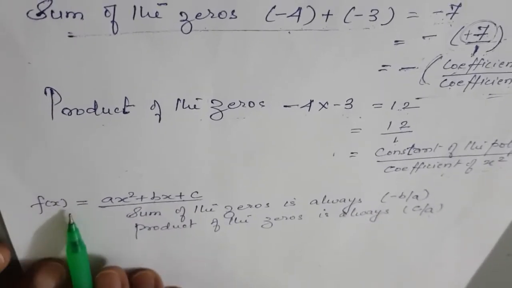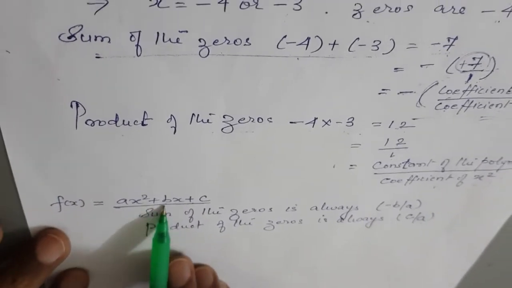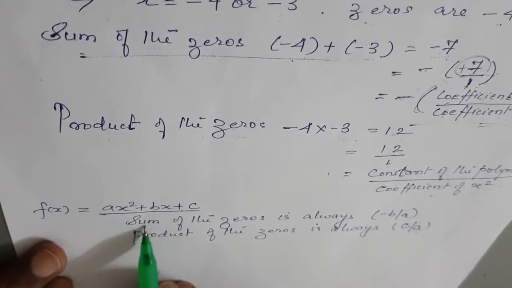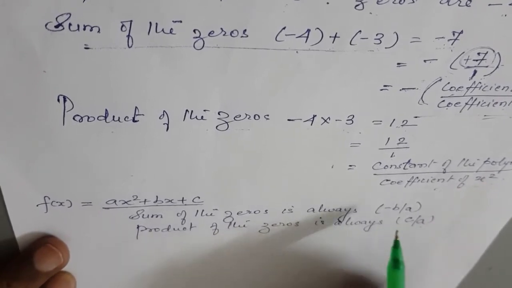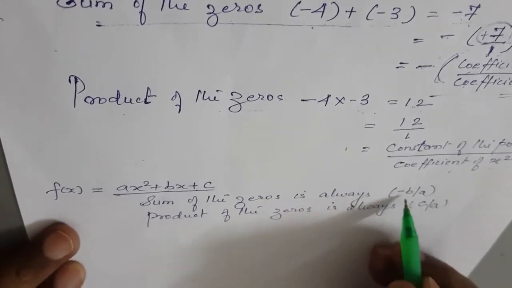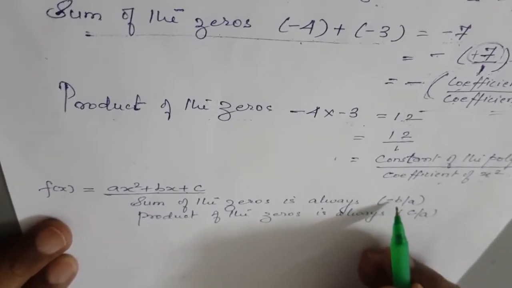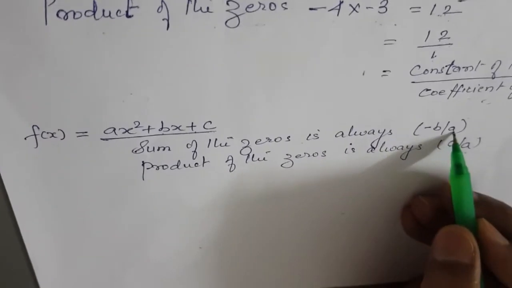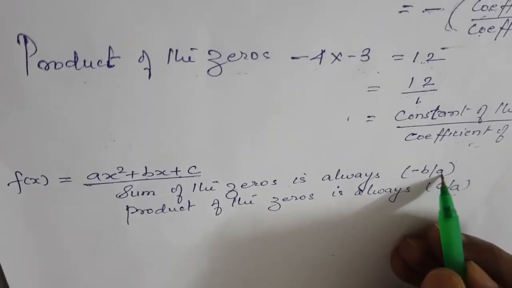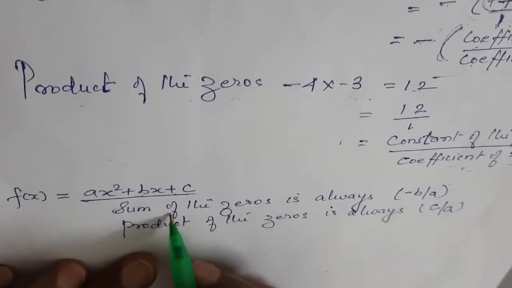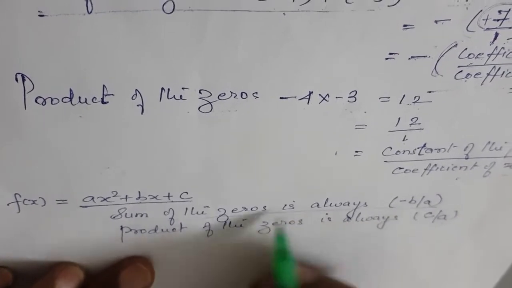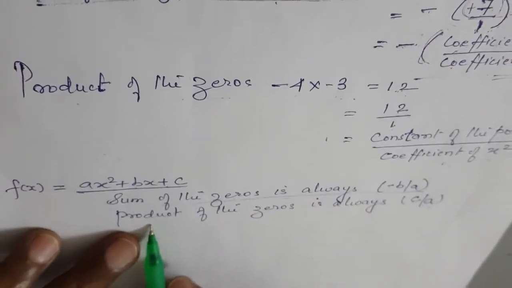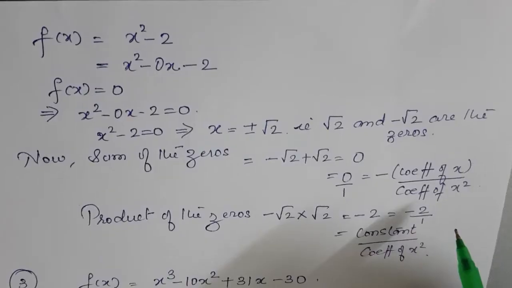Therefore, in general, if f(x) = ax² + bx + c is a quadratic polynomial, then the sum of the zeros is always equal to −b/a, where b is what? The coefficient of x, and a is what? The coefficient of x². So, thus we have arrived at a relation between the zeros and the coefficients. Sum of the zeros will be −b/a, and similarly the product of the zeros is c/a.